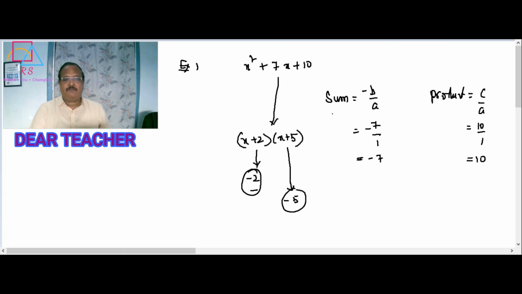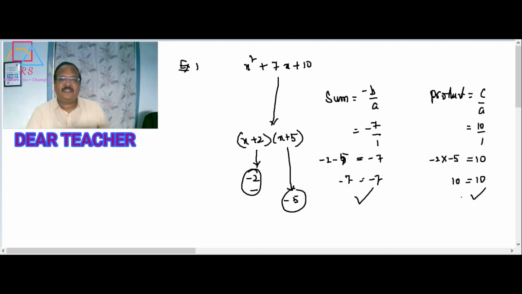So now sum, you have to add minus 2 and minus 5, I'm sorry. So minus 7, it is verified, correct? Let us multiply here also. Minus 2 into minus 5, minus times minus is plus, it is equal to 10. So this relation is verified.